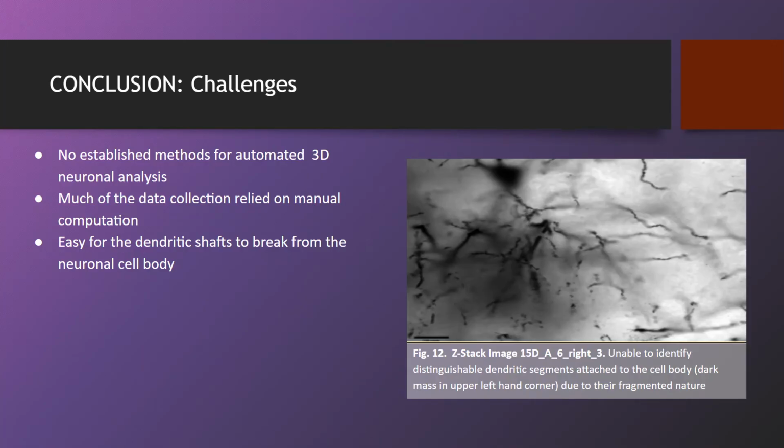Throughout the study, several obstacles were encountered. First, there are no established methods for automated 3D neuronal analysis. Much of the data collection relied heavily on manual computation, which was time-consuming and subjected to bias by experimental error and fatigue. Additionally, due to the fragile nature of dendrites, it was easy for dendritic shafts to break from the soma during staining, thus making it difficult to distinguish the spines and other intracellular material. This problem was encountered in the image on the right.